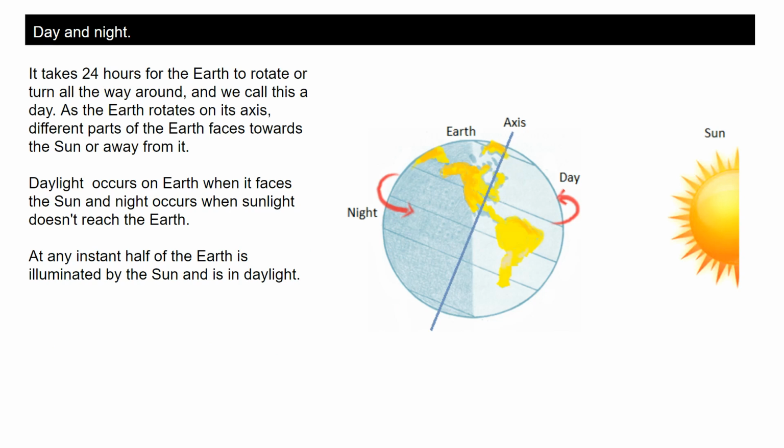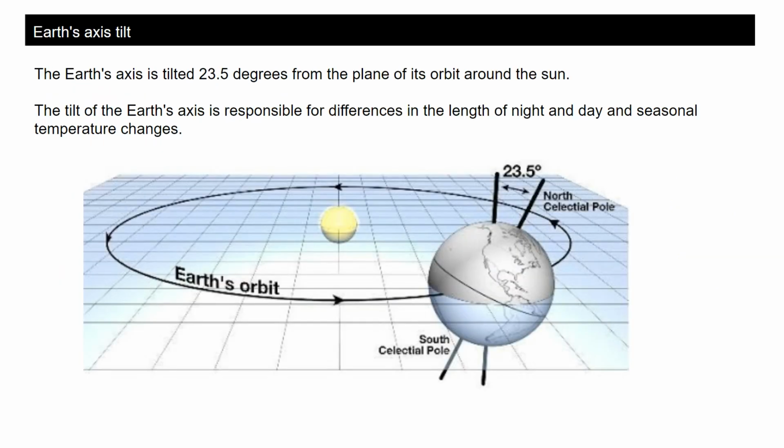If the Earth is facing the Sun, obviously it's daytime, and if it's facing away from the Sun, it's nighttime. But because of the Earth's tilt, the length of day and night varies wherever you are on the planet and in what season you're in. The Earth's tilt is 23.5 degrees from the plane of orbit around the Sun. This tilt is what causes the seasons to change in temperature, and it's what causes the differences in length between night and day.